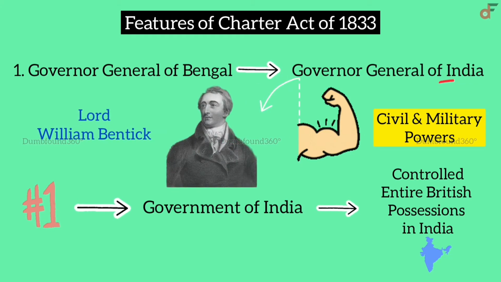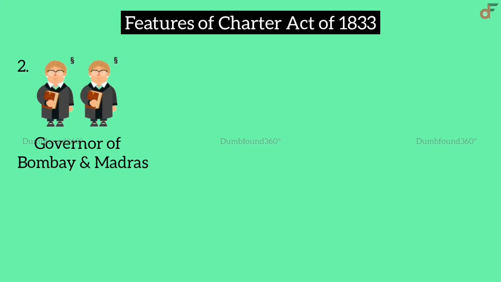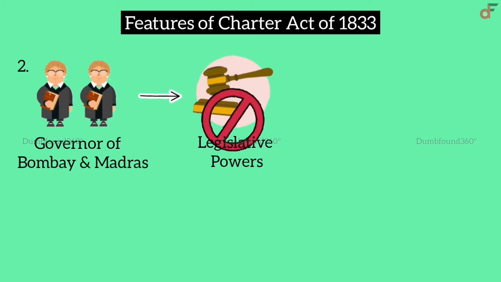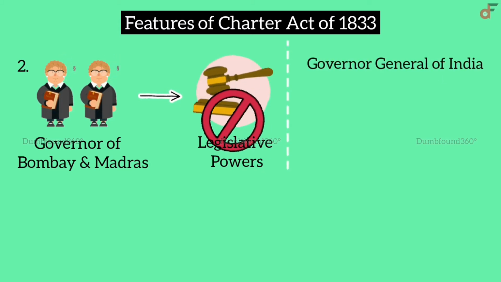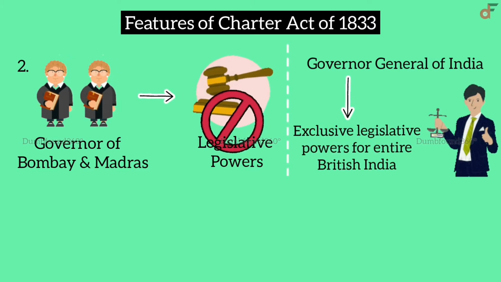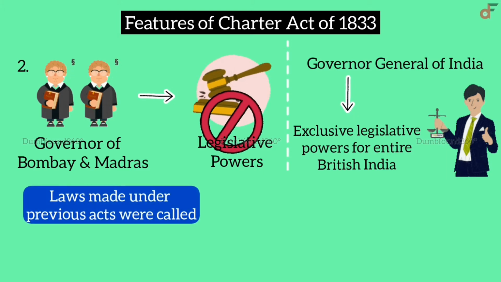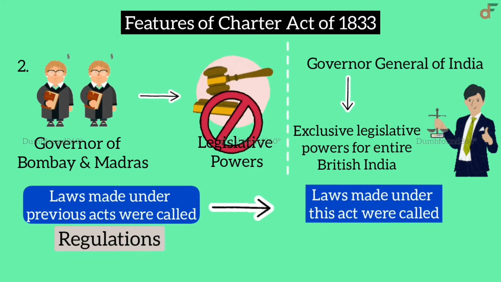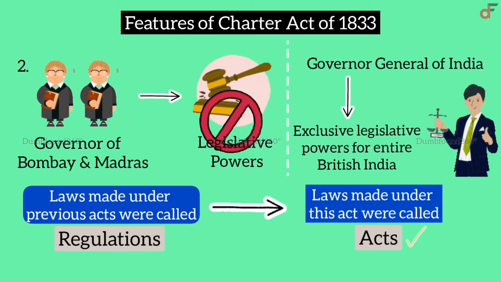Lord William Bentinck was the first Governor General of India. 2. It deprived the Governor of Bombay and Madras of their legislative powers. The Governor General of India was given the exclusive legislative powers for the entire British India. The laws made under the previous acts were called as regulations, while laws made under this act were called as acts.